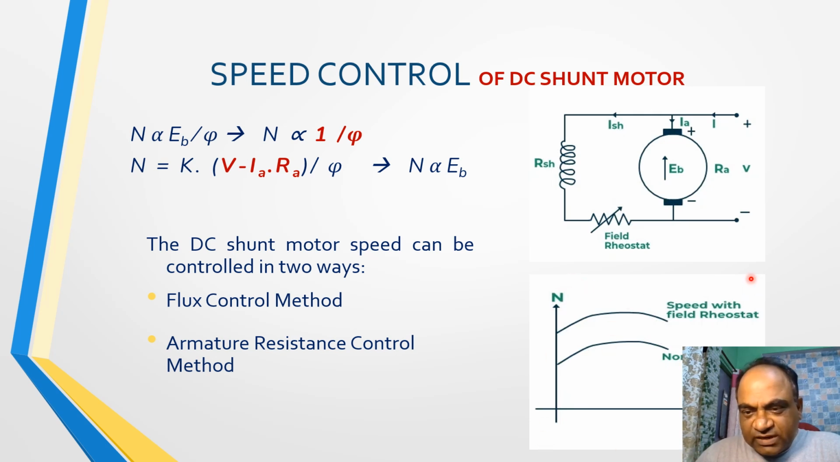The shunt field characteristic is like this. This has got a drooping characteristic. So normal speed is given by this, but with the field rheostat, when you are weakening the field, basically you are achieving a speed above the normal speed. That point should be noted. So if you want to achieve a speed greater than the normal speed or the rated speed of the DC motor, then you should go for field control, field weakening control.